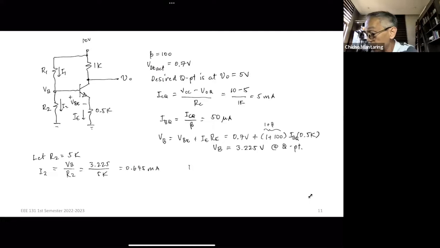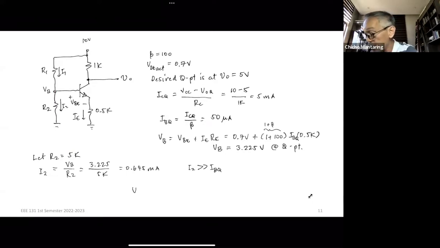So I2 is very much greater than IBQ. Meaning to say, this R2 is a good enough value of my resistor to use. So now I just have to compute for what R1 I will need to produce this value of V sub B. So we said that if I1 and I2 are very much greater than IBQ, then we can just use the voltage divider formula.